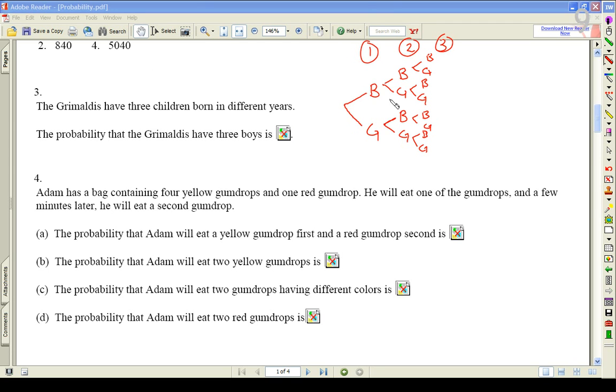All right, what it says here is we're interested in the branch of 3 children that are all boys. So if you take a look, that's this top branch right here. So we're interested in that option. That option of boy, boy, boy occurs only once in this entire tree diagram. So our probability is going to be 1 out of our total number of options. There's 1, 2, 3, 4, 5, 6, 7, 8 different options. So the probability will be 1 out of 8.